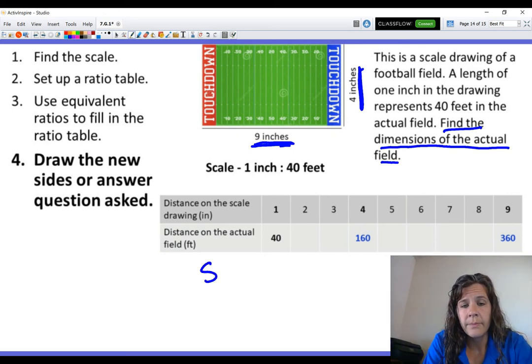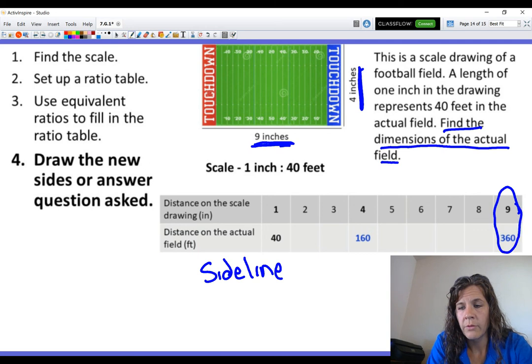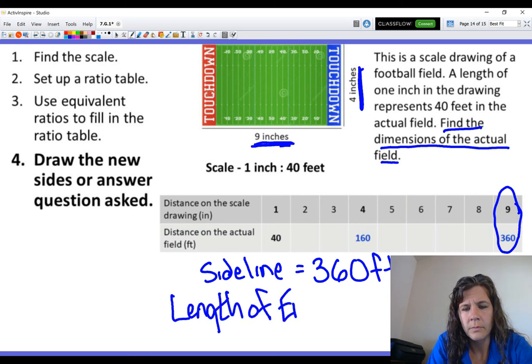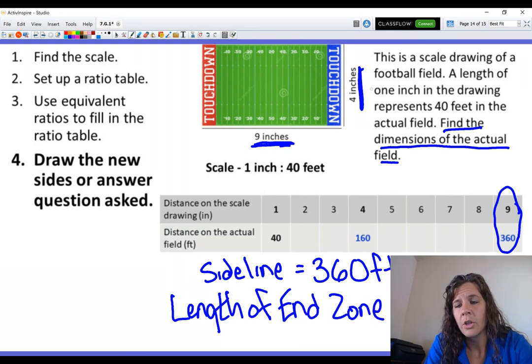So the sideline, if it's 9 inches, then we have 360 feet. 9 inches in the drawing gives me 360 feet. And then the length of the end zone on the drawing is 4 inches. So on my ratio table, I found it here. On the actual field, it's going to be 160 feet.